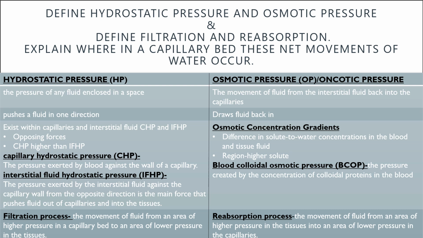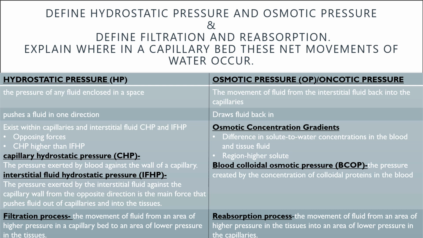The net pressure that drives reabsorption, the movement of fluid from the interstitial fluid back into the capillaries, is called osmotic pressure, sometimes referred to as oncotic pressure. Whereas hydrostatic pressure forces fluid out of the capillary, osmotic pressure draws fluid back in. Osmotic pressure is determined by osmotic concentration gradient, that is, the difference in the solute to water concentration in the blood and tissue fluid. A region higher in solute concentration and lower in water concentration draws water across a semipermeable membrane from a region higher in water concentration and lower in solute concentration. Osmotic pressure in the blood and tissue fluid.